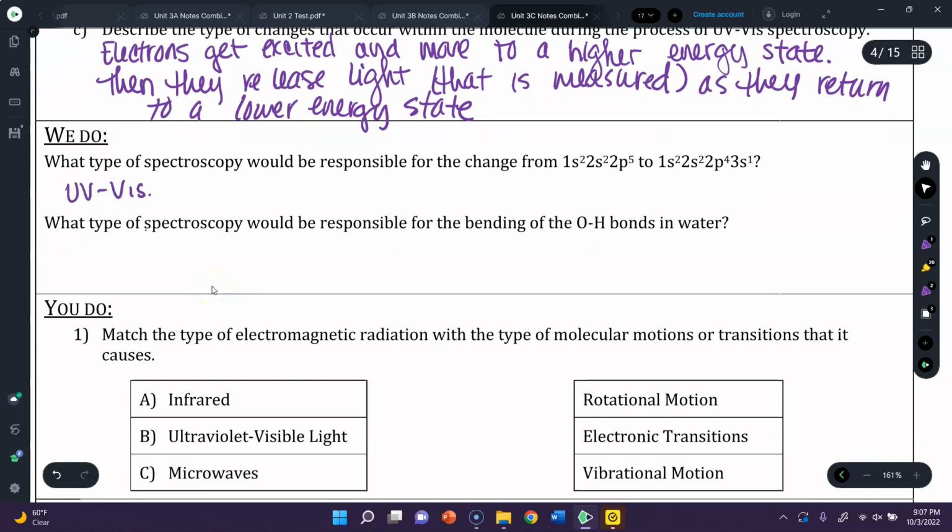What type of spectroscopy would be responsible for the bending of the OH bonds in water? Pause the video and answer it now. Okay, so you should have gotten that it is infrared spectroscopy, because infrared spectroscopy is responsible for identification of functional groups, and it also looks at vibrational movement, the bending and stretching of bonds.